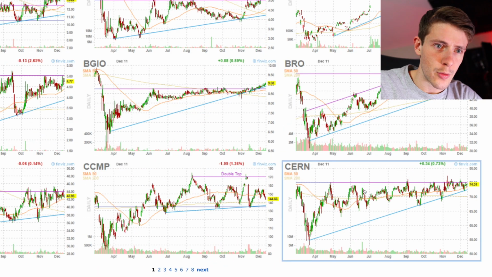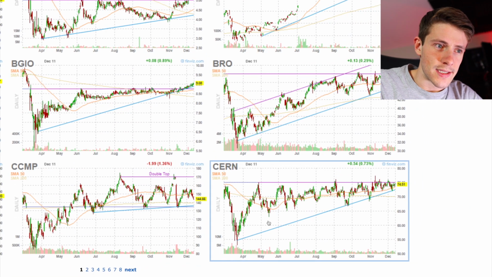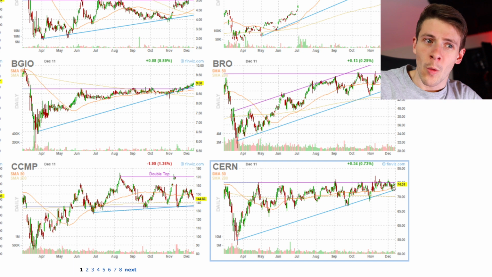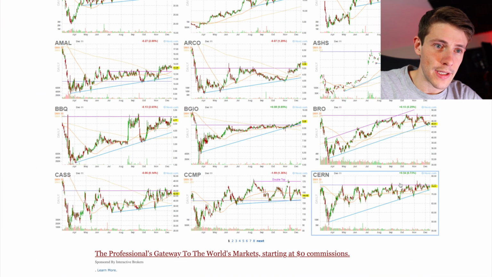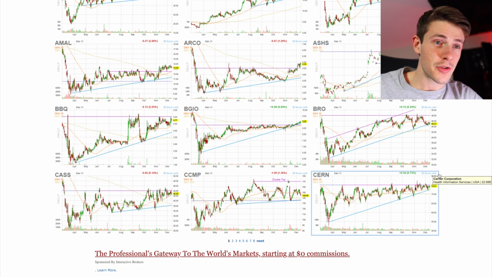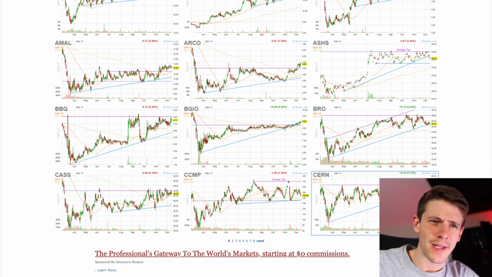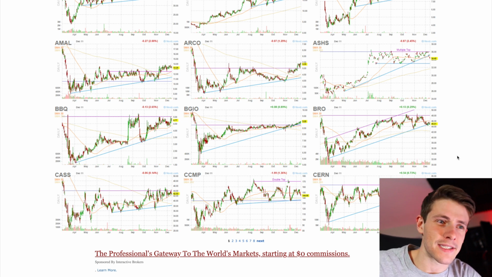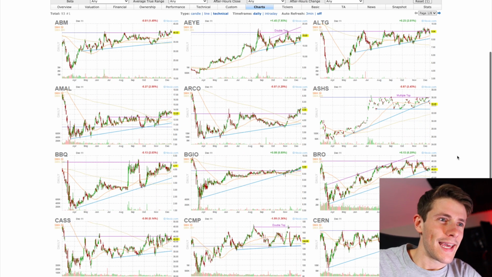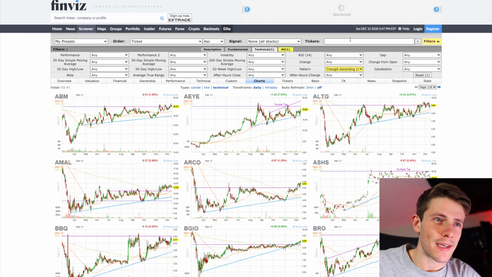This would be another really good one right here, CERN, because this is consolidating. You see it's like a pendulum, getting smaller and smaller with each swing. So once this breaks out past, I think this is 75, if it can continually go above there, that would be a really good trade. And it's just so cool that we don't have to look through thousands and thousands of stocks to find stuff that have these patterns. It literally is all available here for free.